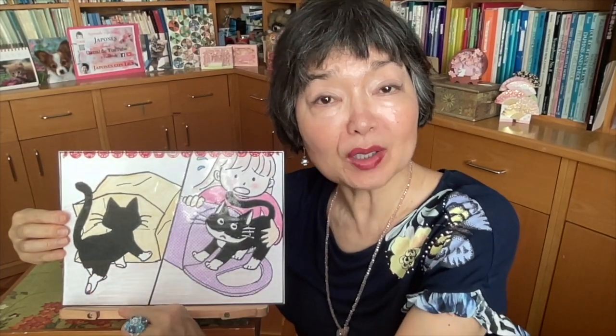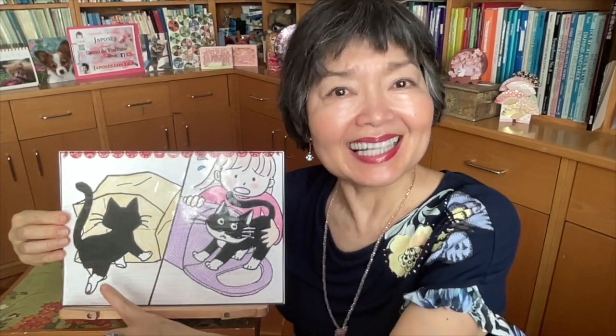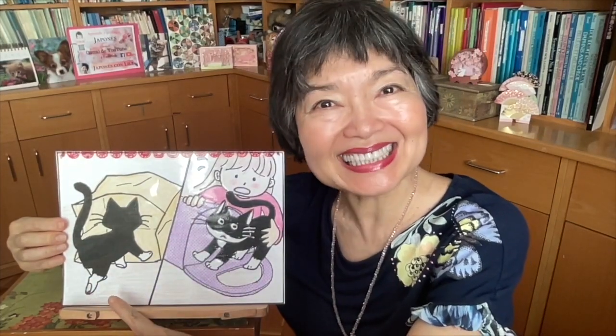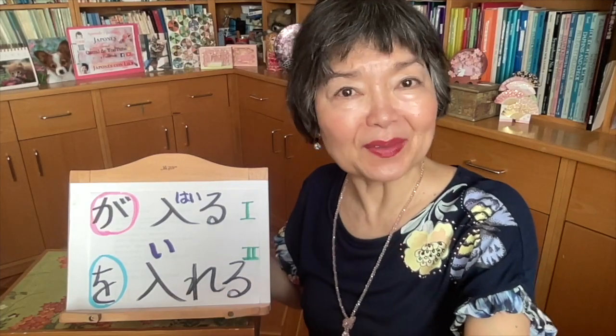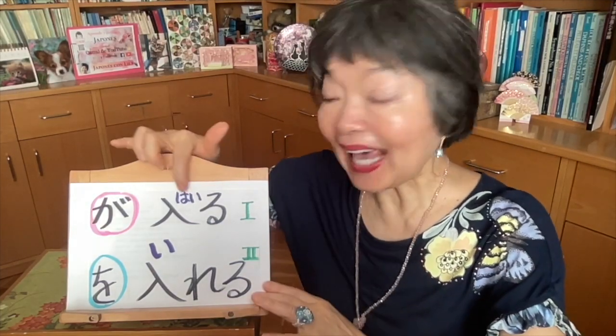Please look at this picture. Here, this little cat goes into the cardboard box by himself. I don't have to put him in. He likes this box and he goes into the cardboard box. So here we use intransitive verbs. But here, I must put the cat in the pet carrier because he doesn't want to. So here, I'm going to use transitive verbs. Intransitive verbs: goes in by himself, by oneself, 入.